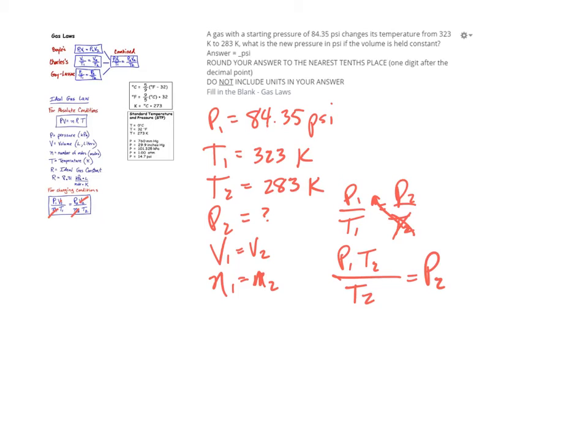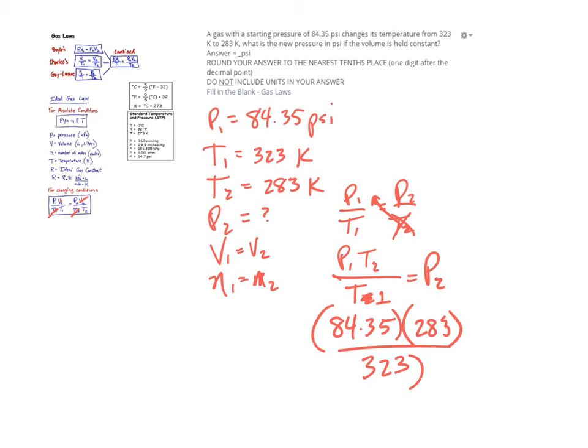Let's put some numbers in. Alright. P1, 84.35 psi. T2, 283. Whoops, I screwed up here. The bottom should be T1. So T1 is 323. Calculator says 84.35 times 283 divided by 323.